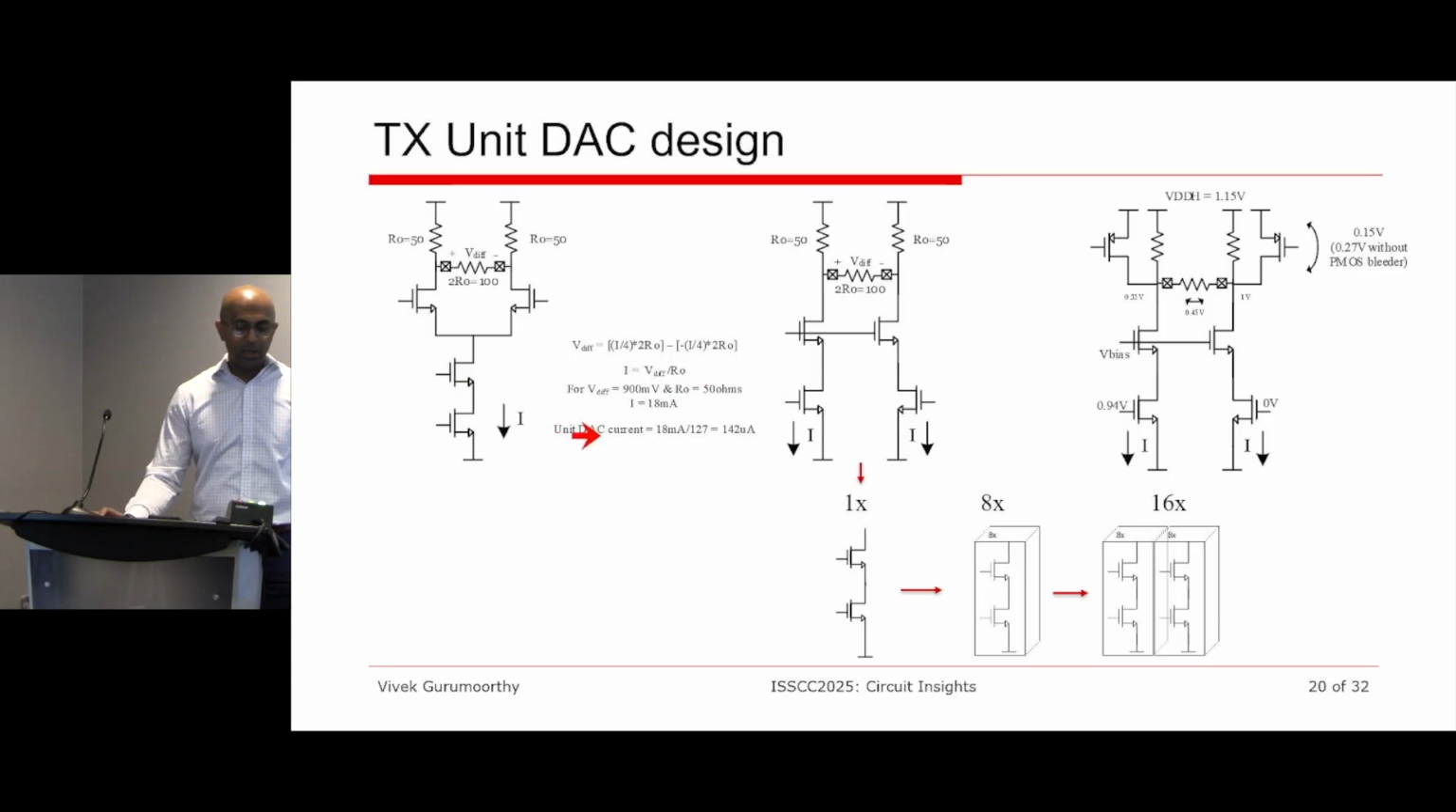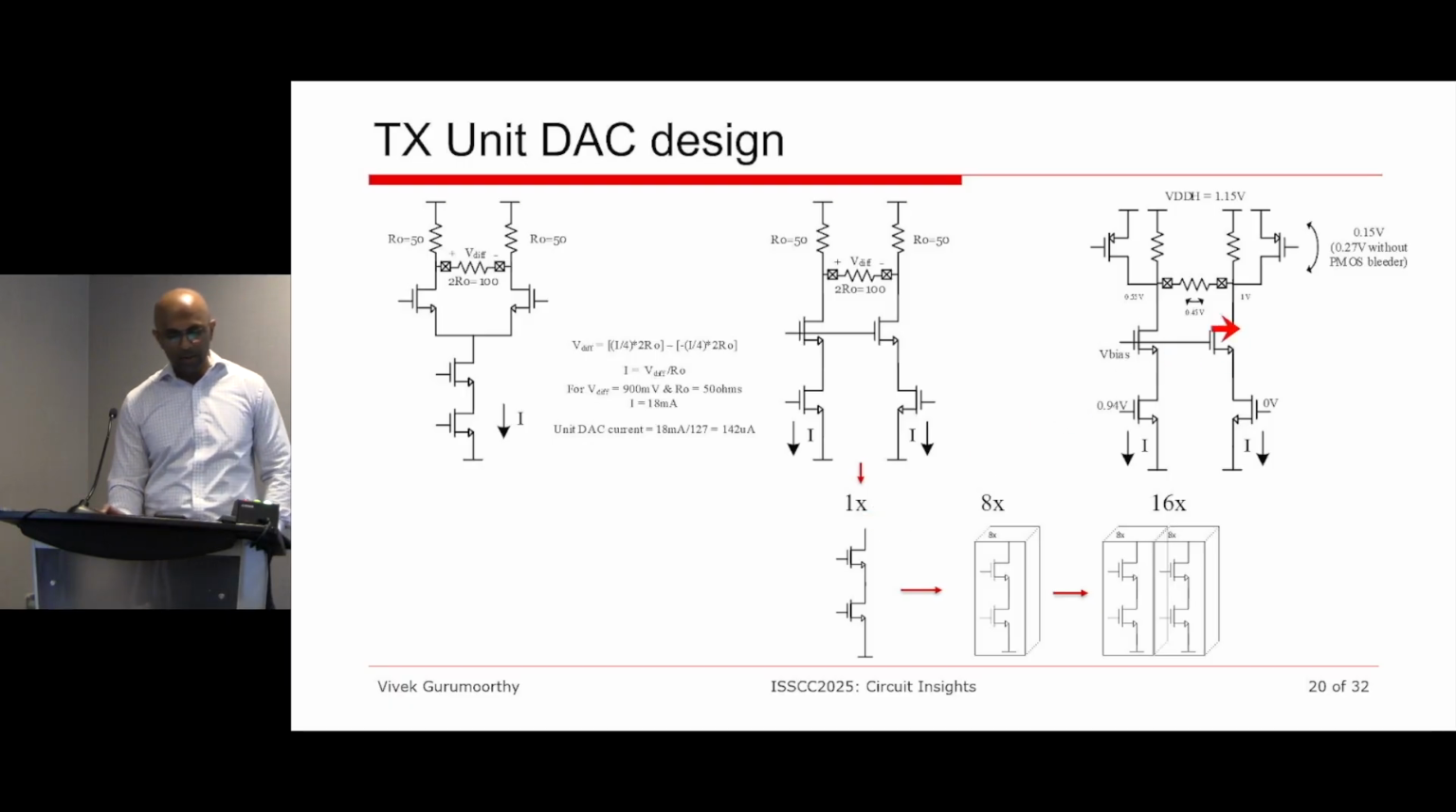And if you want a unit DAC for a 7-bit DAC, it's just that total current divided by 127 units. And you will get the current that you need to design for this DAC. So in this example, it's 142 microamps. So you just take a simple two-transistor design for the DAC, and now you need to build 127 elements of this, right? Because it's a 7-bit DAC.